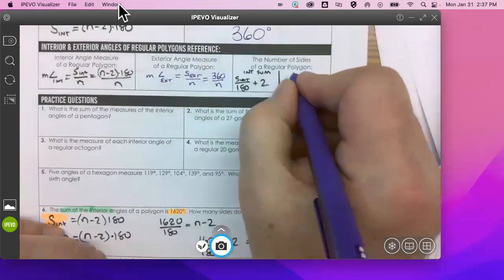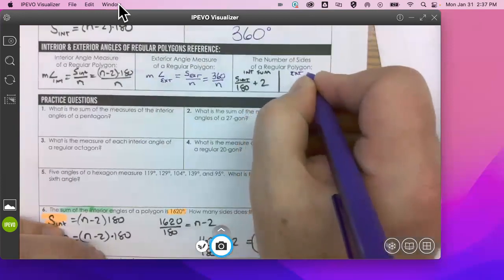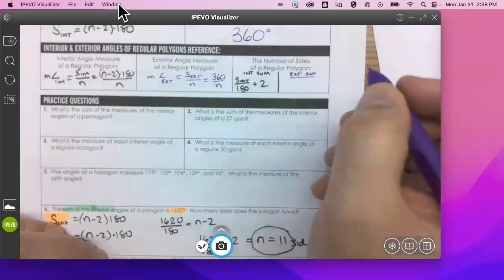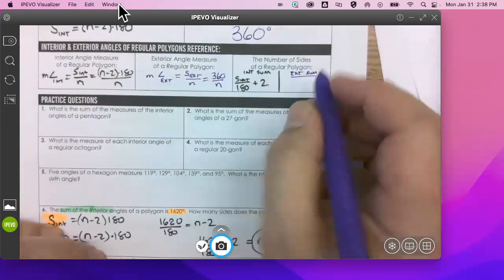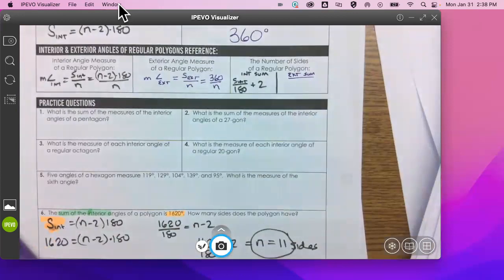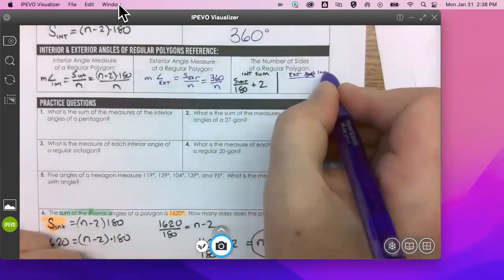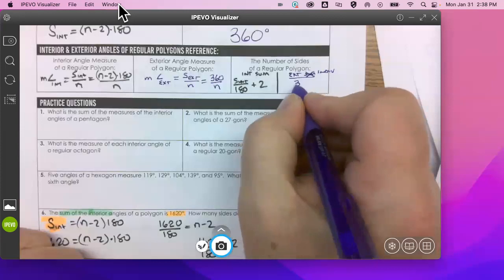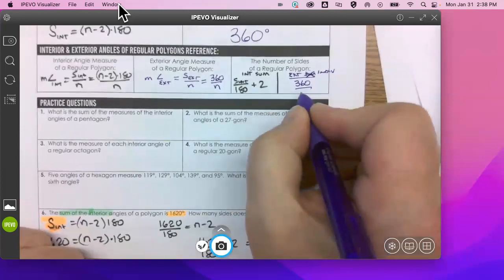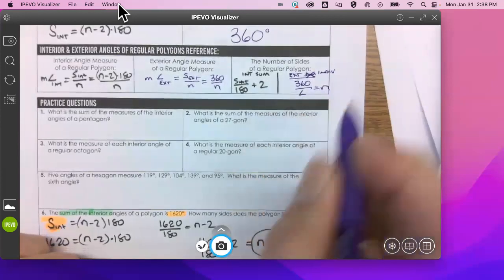On the other hand, if I'm dealing with the exterior sum, no. Would I ever be given an exterior sum? Find the number of sides in a polygon that has an exterior sum of 360 degrees. Isn't that every polygon? So it'll never be an exterior sum, it'll be an exterior individual. And this is where we said if you take 360 divided by that, it equals the number of sides.